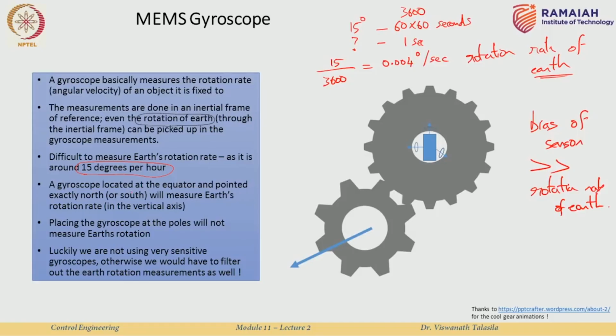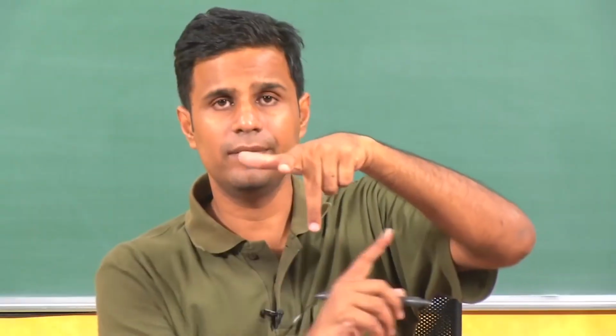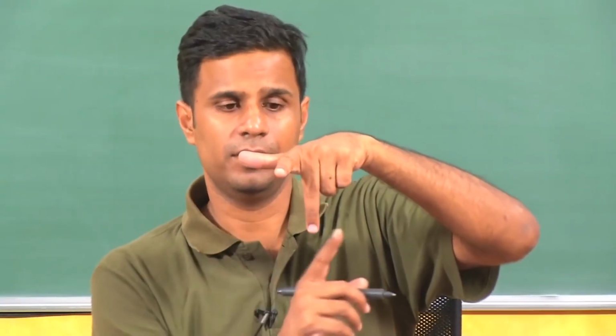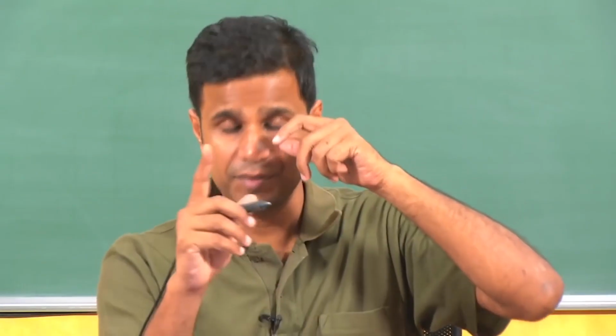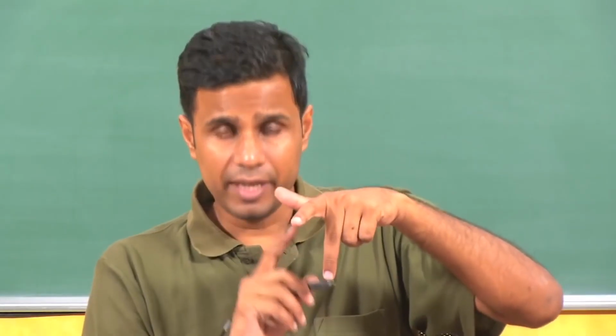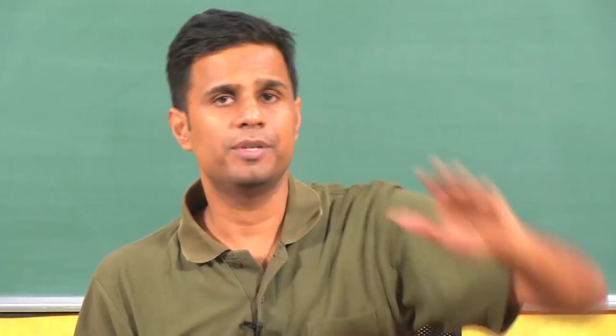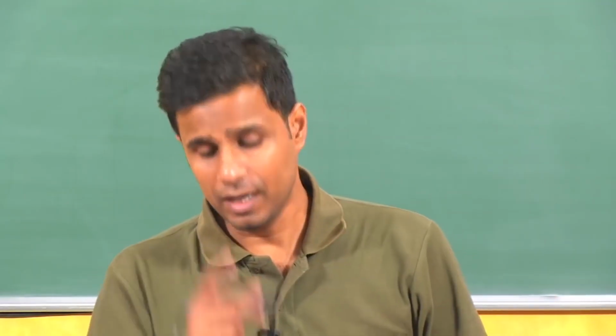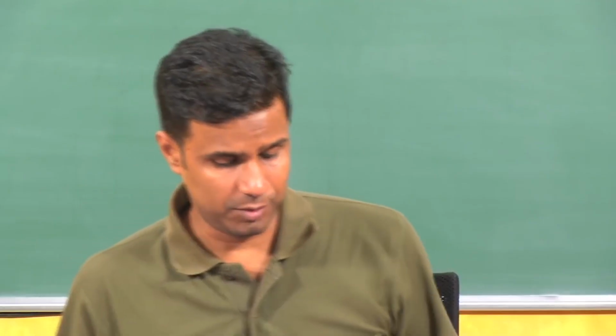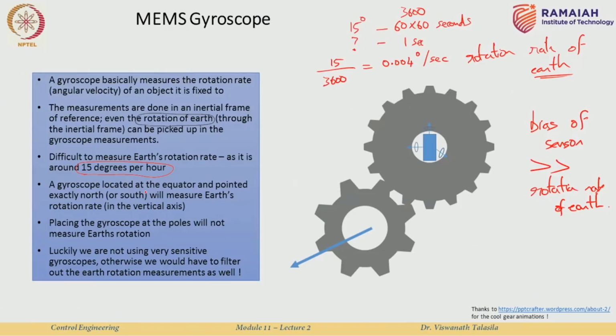The other thing is, and I think you need to do this thought process yourself, a thought experiment: placing the gyro at the equator, okay, pointing exactly at north will give you the rotation rate of earth. Place the same gyroscope exactly at the poles, north pole or the south pole, you will not measure the rotation rate of earth, okay. I really want you to think of that experiment. Okay, good. So, that is what the MEMS gyroscope does.